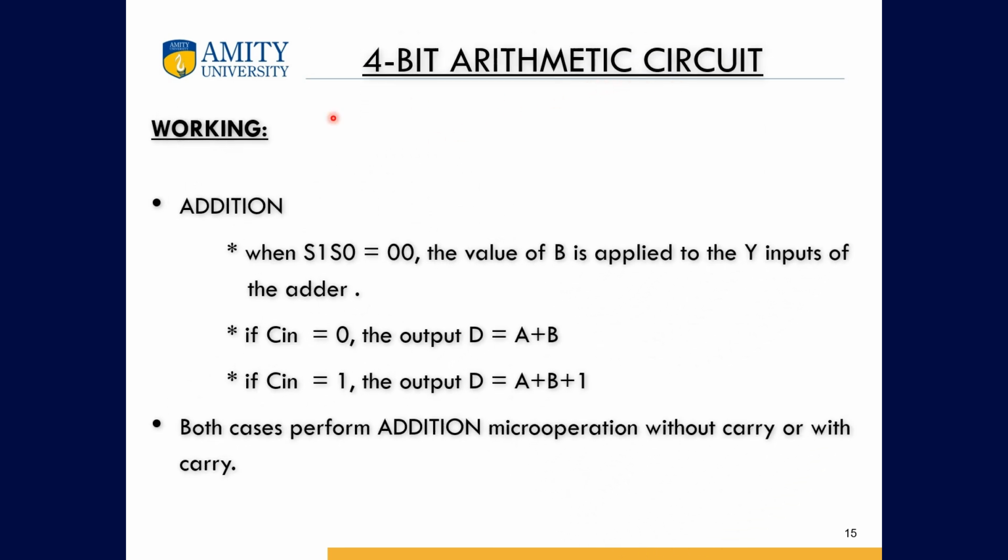The 4-bit arithmetic circuit works as follows. If we need to do addition, then the select lines have to be 0, 0. The value of B is applied to the Y inputs of the adder. Thus, if Cin is 0, the output will be A plus B, while if Cin is 1, the output will be A plus B plus 1. Both cases perform the addition micro operation, either without carry or with carry.